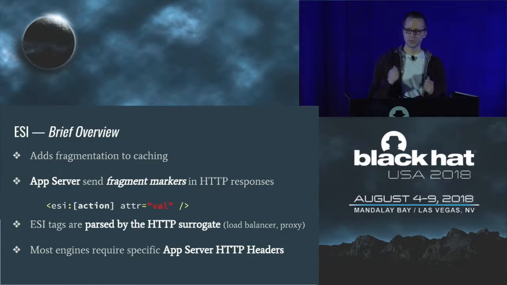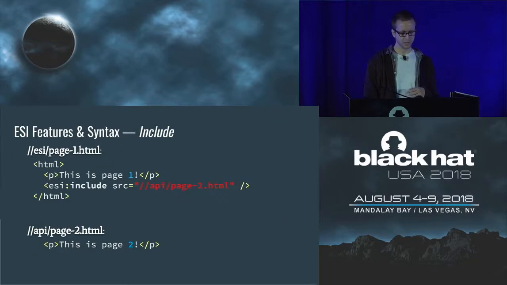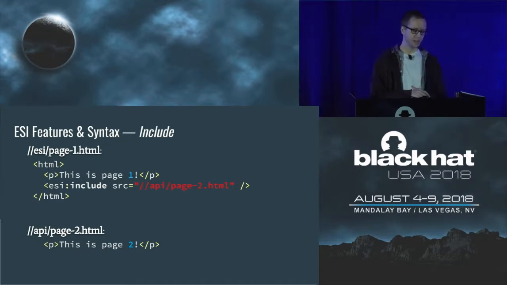Your HTTP surrogate, which is your ESI engine, could be a load balancer, a proxy, or any cache server, and will often require that you send specific HTTP headers to say, hey, I have ESI tags, please parse them. However, we found that if your website is leveraging ESI, then it's probably enabled everywhere, so injection is pretty easy. We'll see two features before talking about exploitation, just because it's a bit obscure right now. The first one is ESI includes. Here you have a very brief example: you have two pages sitting on two different servers, page1.html and page2.html. You can see in page one, you have an ESI include pointing to page2.html.